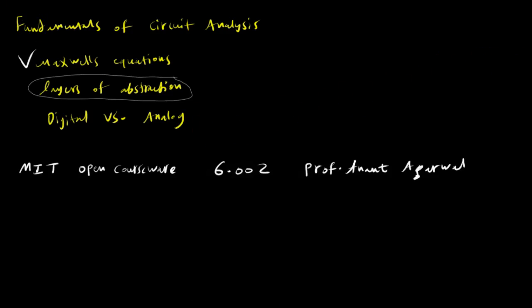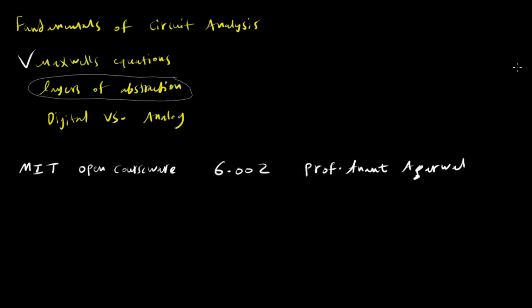So in the last video we looked at Maxwell's equations and tried to grasp the main ideas that Maxwell provided, and how it unified electric fields and magnetic fields and defined the relationships between charge, current, voltage, and so on and so forth. In this video we want to look at the layers of abstraction and how they help us in engineering, and what the differences are between being a physicist and being an engineer, and specifically an electrical engineer.